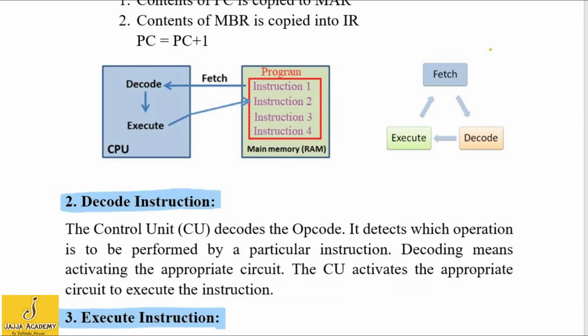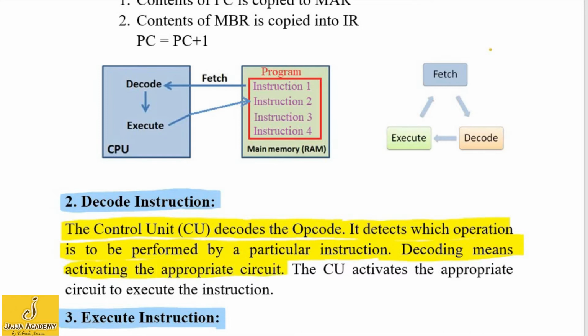Now let's see what is meant by decode instruction. In decode instruction, the control unit decodes an opcode. Opcode means operation code. The control unit detects which operation is to be performed by a particular instruction. As we know, every instruction contains an opcode, and the opcode tells the CPU what type of operation is going to be performed in the particular instruction. And decoding means the control unit activates the appropriate circuit.